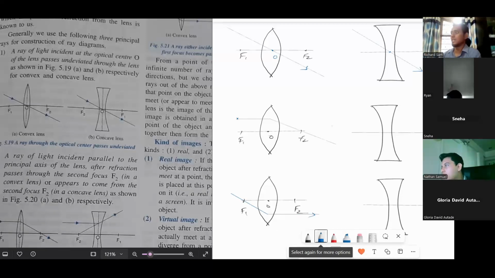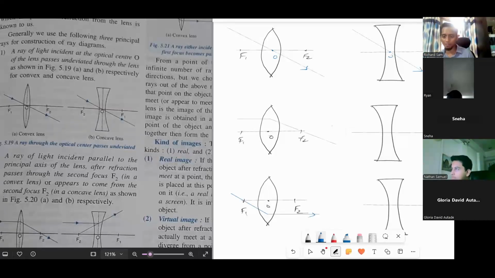Okay, these are the three ray diagrams that you need to know how to draw for a convex lens. The first one is if a ray of light is passing through the optical center, it will keep going straight, no deviation. Second, if a ray of light is parallel to the principal axis, after refraction, it will go through F2. And the third one is if a ray of light passes through F1, after refraction, it will go parallel to the principal axis. Now similarly on the concave side, the first one we have drawn, if a ray of light is passing through the optical center, it will keep traveling without deviating.